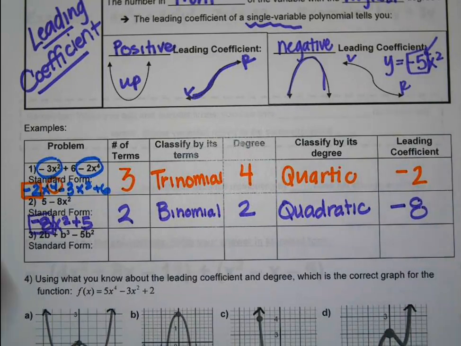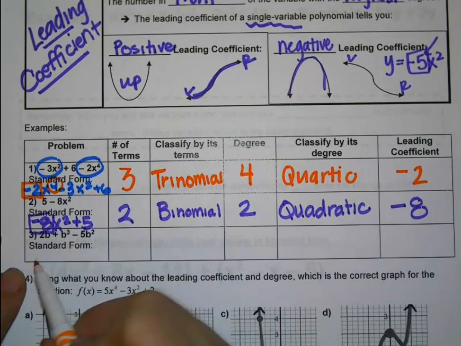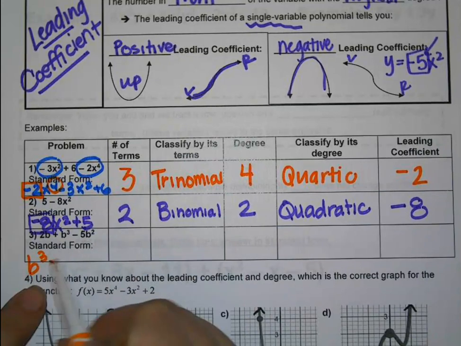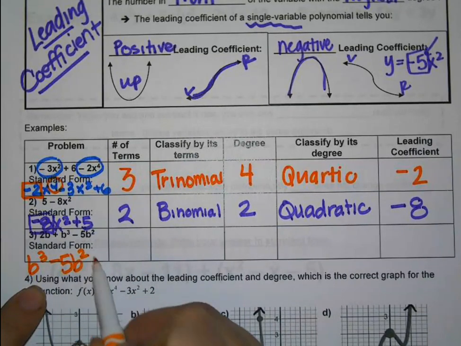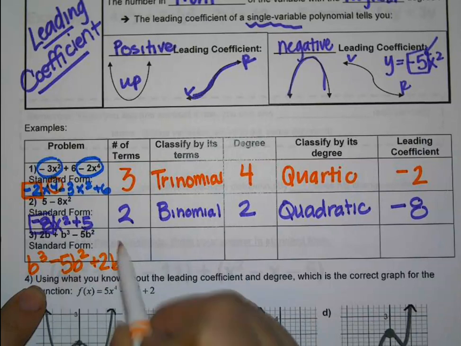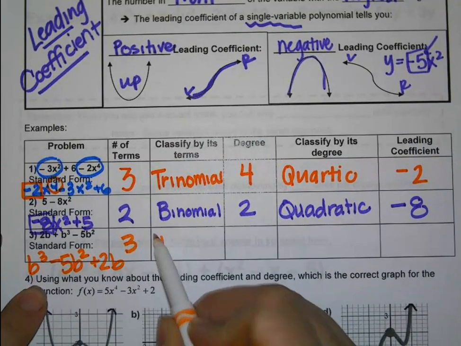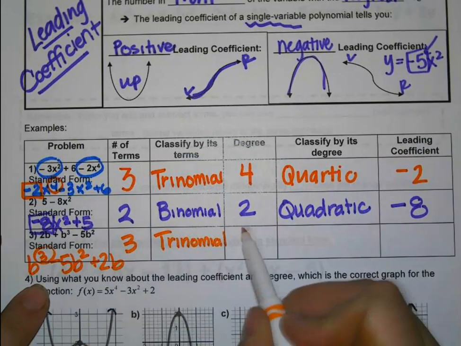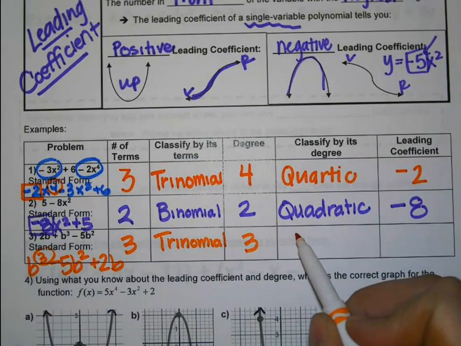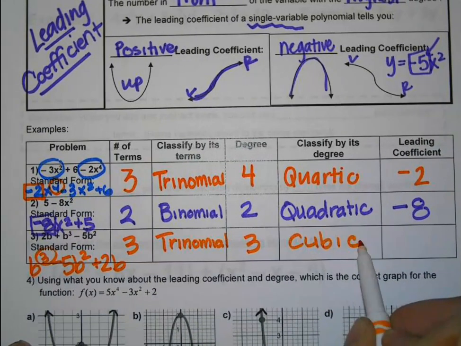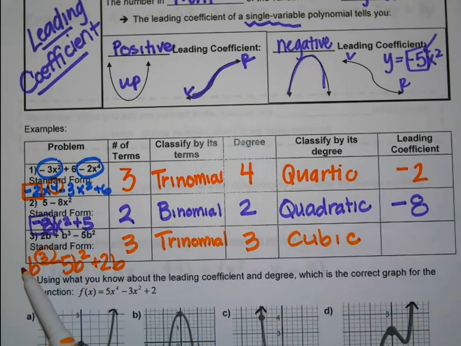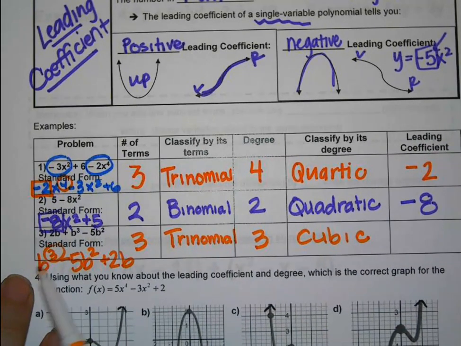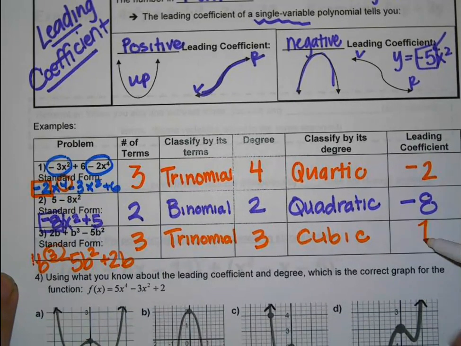All right, lastly, b cubed would go first, then negative 5b squared, and then 2b. So that would be 3 terms, and so we call that a trinomial. The degree, the highest exponent, is 3, so we call that a cubic function. And the leading coefficient, there is no number here, so what number can I put next to any variable and it doesn't affect it? That would be a 1. So 1 times anything is itself. So the leading coefficient is a 1.